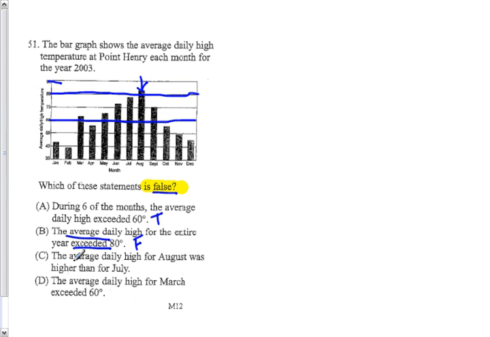We'll look at C and D just to be sure. The average daily high for August was higher than for July. So we find August. August high is here, and July was here. So August was higher than July, and so that is a true statement. And D is the average daily high for March exceeded 60 degrees. So we find March: January, February, March. March is here. We had marked 60 degrees earlier, and in fact, it is higher than 60 degrees, so that is a true statement. So answer choice B was the only false statement that we had regarding the graph.